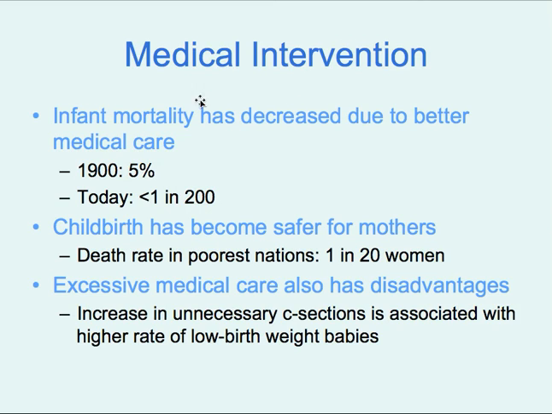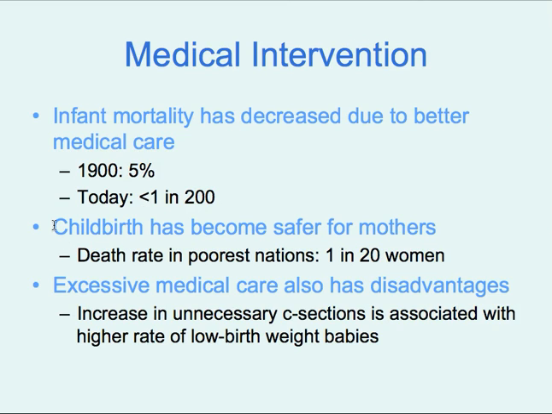Thanks to medical intervention, infant mortality has decreased pretty significantly since the early 1900s. In the year 1900, infant mortality was about 5%. That means that 5 out of every 100 births resulted in the infant dying. Today, it's less than 1 in 200. So that's less than about 2% really.